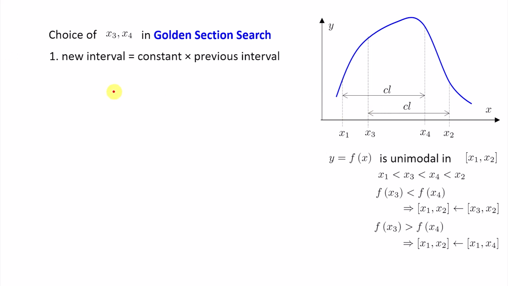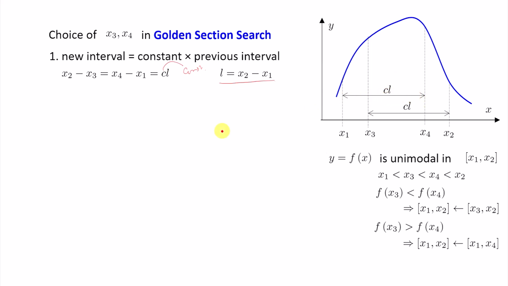What is that rule? The first rule is that the new interval will be a constant multiplied by the previous interval. If my old interval is L, that is x2 minus x1, my new interval could be x2 minus x3 or x4 minus x1, because in one iteration one of them will be changed. I wish that for a constant c, my new interval will be c multiplied by L. This is a good idea, because we now know how much reduction in the interval there will be at every iteration. So the goal now is to find a good value for c.